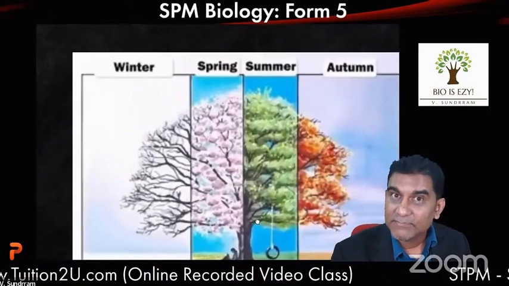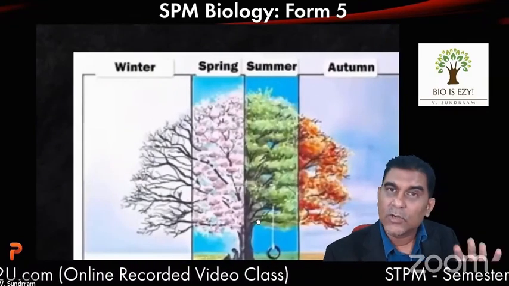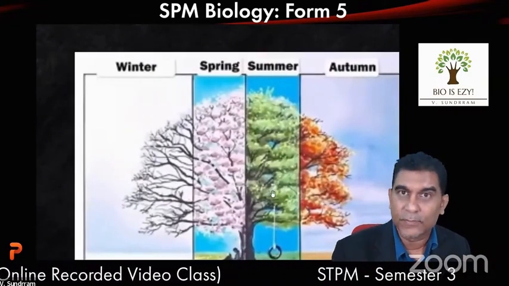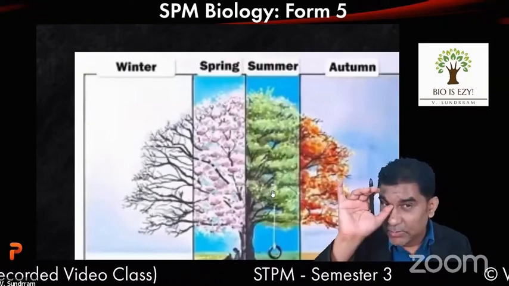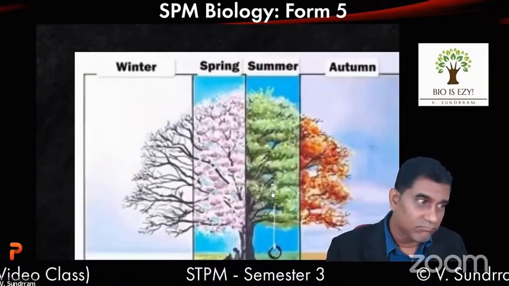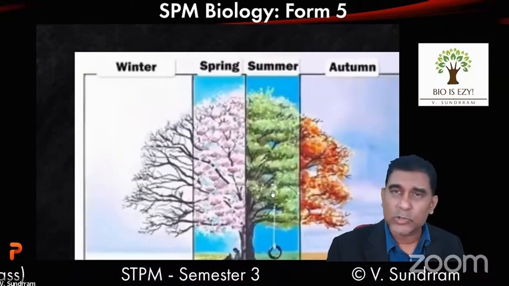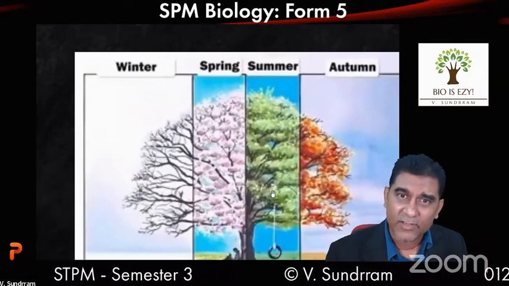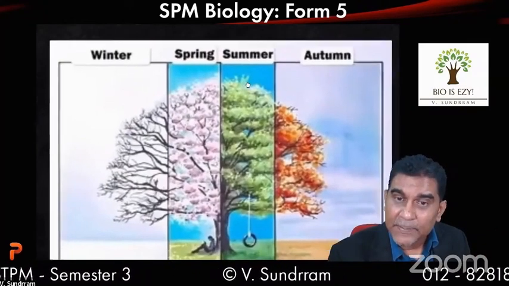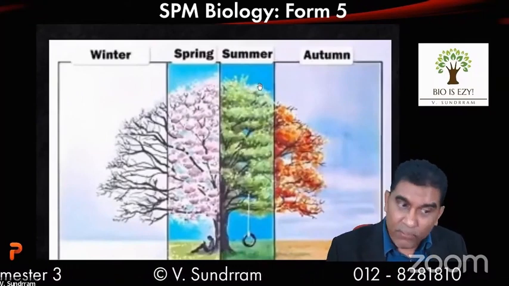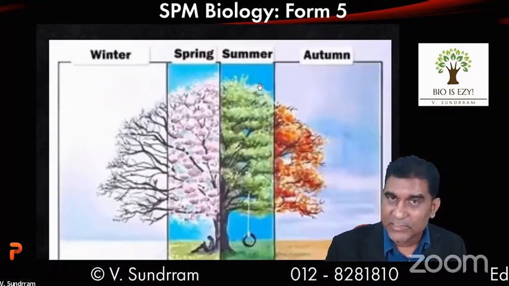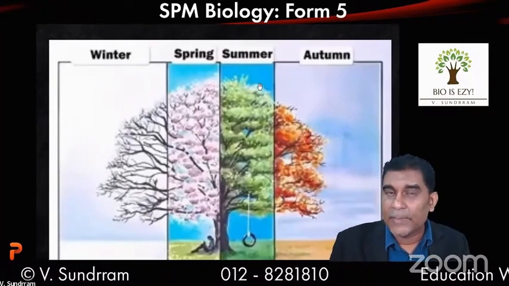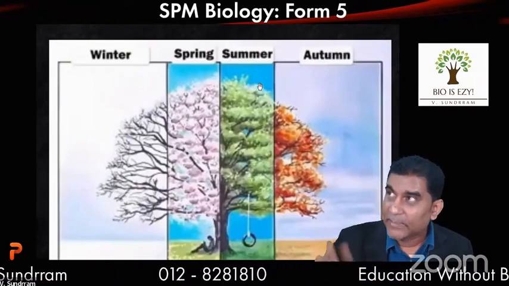We have winter, temperature low, light intensity low, cannot grow. Primary also don't have, secondary also don't have. Spring and summer is where the growth occurs. But most students will have an impression, not just students, generally many people will have an impression.